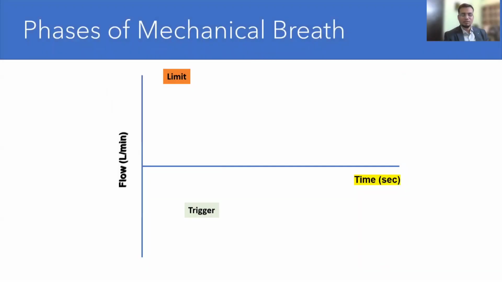Now let's discuss another important concept of ventilator sciences, the phases of mechanical breath. The mechanical ventilator breath can be separated into two parts, inspiratory phase and expiratory phase. So there is a trigger which initiates the breath. It could be divided into two types of trigger, the patient trigger and machine trigger. Usually the machine trigger is always time trigger.